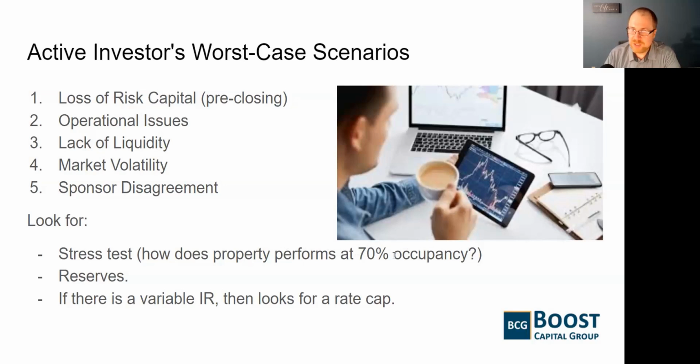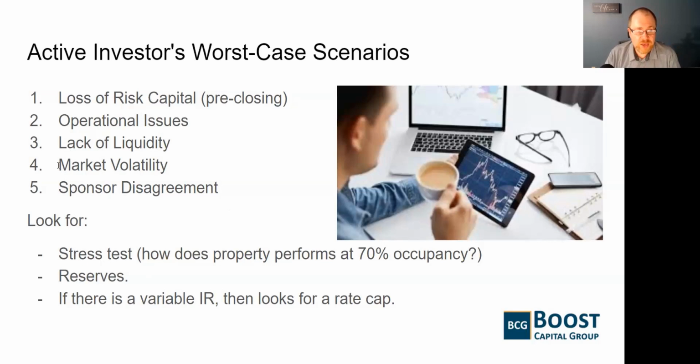So what does that mean? Can you still pay your mortgage, the loan on the property? That's going to be a key indicator. Lack of liquidity is tied to having the reserves, and by doing the stress test, you're going to size your reserves accordingly.